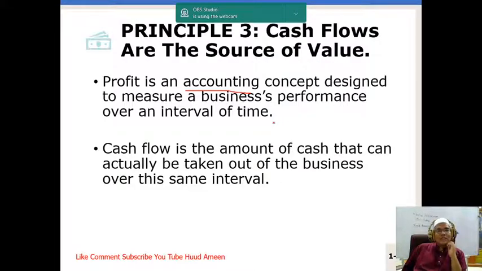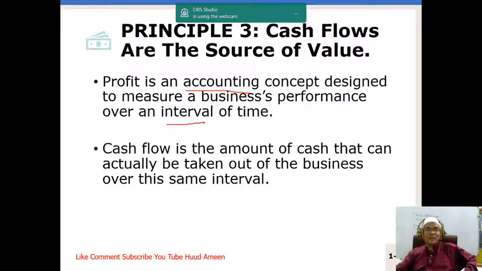Profit is designed to measure business performance over an interval of time. The company has to calculate one year's profit or half of a year. So it is considered an interval of time.